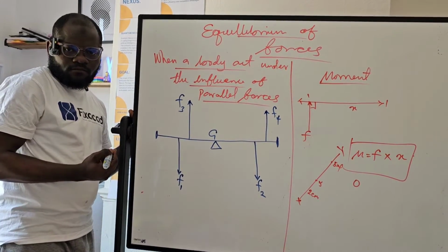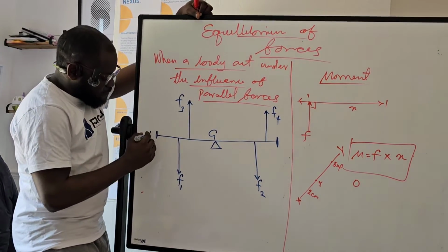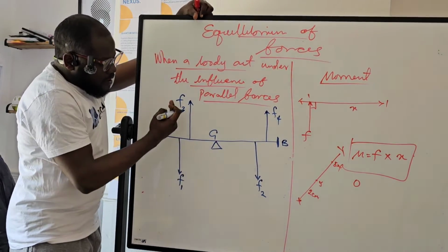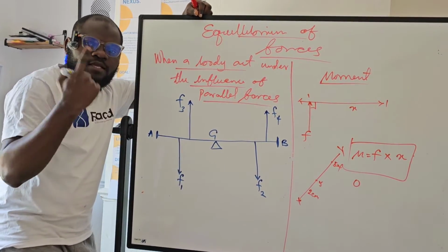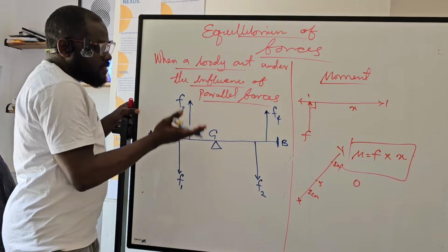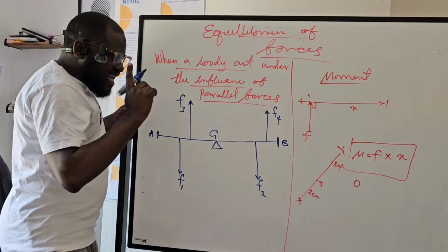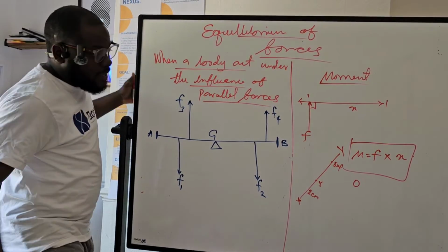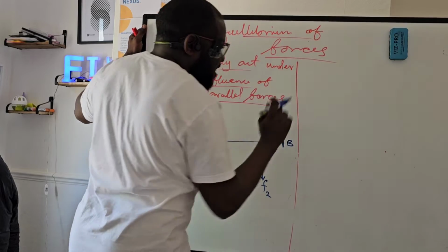So what are now the conditions for this body, body AB, to be at equilibrium under the influence of all these parallel forces? Number one, the sum of the upward forces must equal the sum of the downward forces. That's the first condition. Upward force must equal downward force.